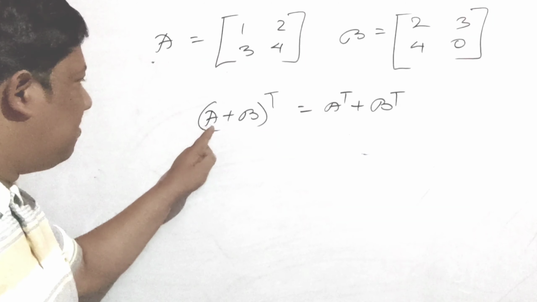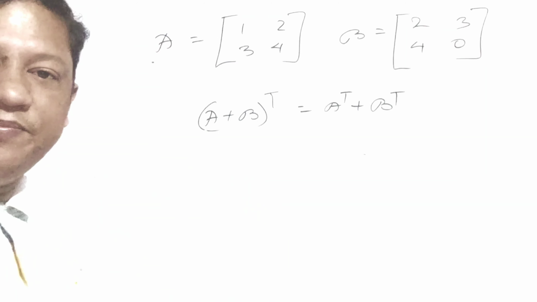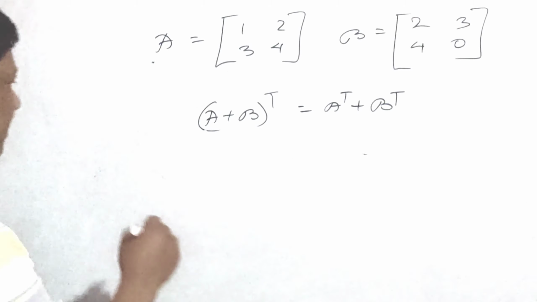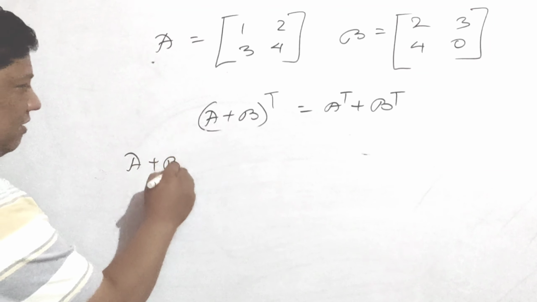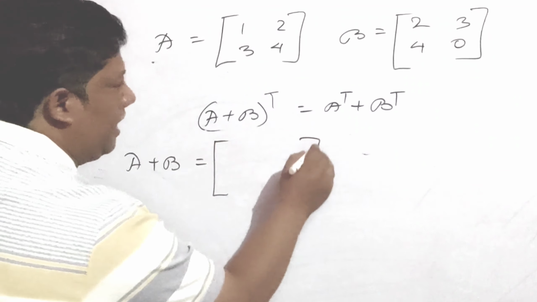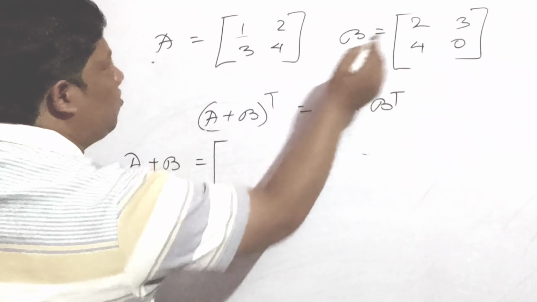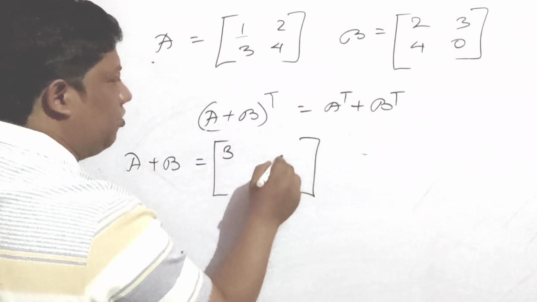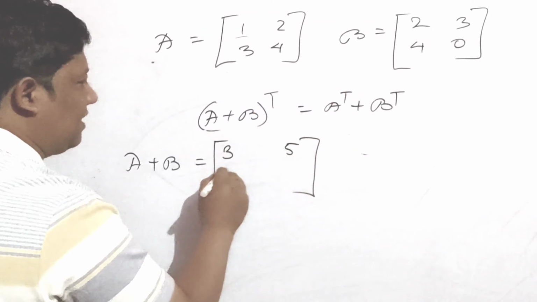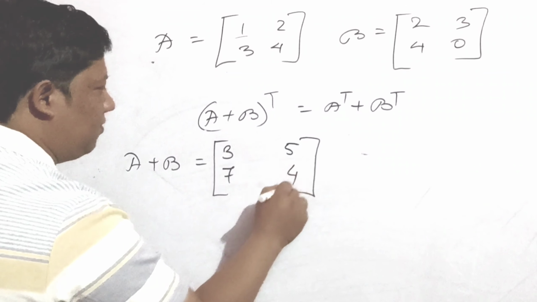In these cases, at first you have to find what? A plus B. You understand? At first you have to find A plus B. That means A and B should be added. So when you add these two numbers, you get 3. Add this number, 5. Add number, 7, and add number, 4.